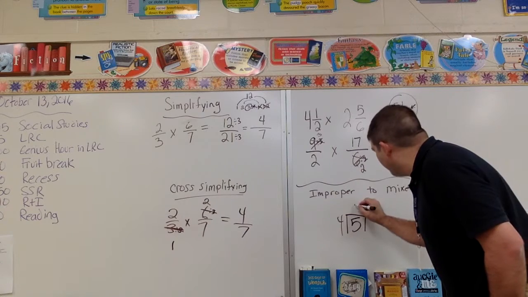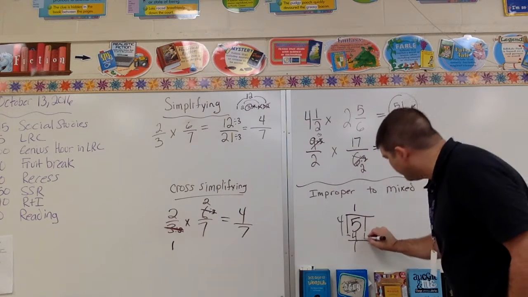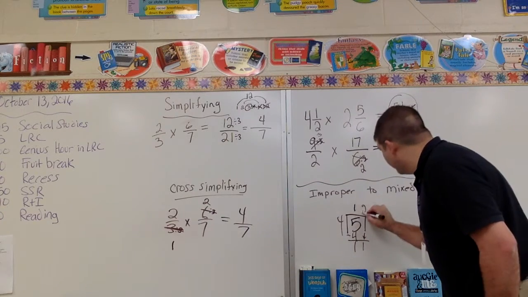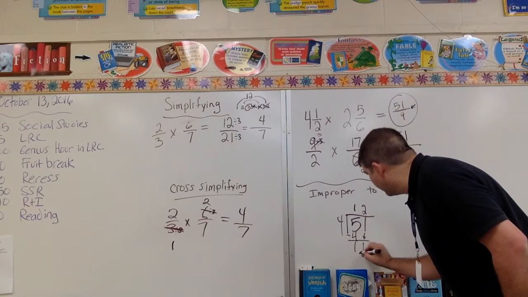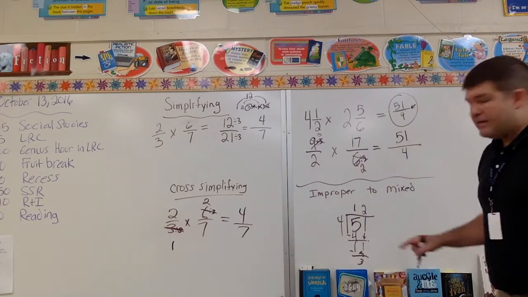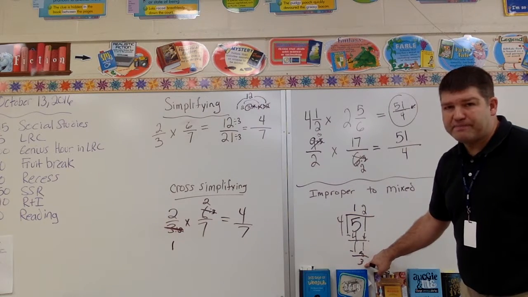Now I just do this problem. 4 goes into 5 one time. I subtract those out, I get 1. Now I bring down my 1. 4 goes into 11 2 times. 4 times 2 is 8. Subtract that out, I'm left with 3. Now, there's no more numbers to bring down. This is my remainder.